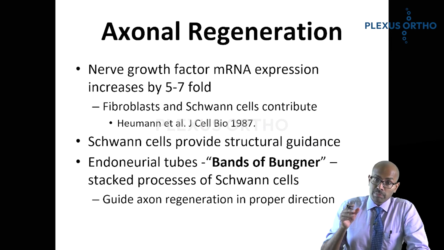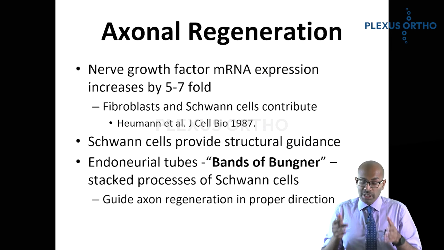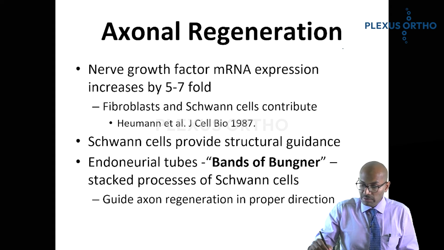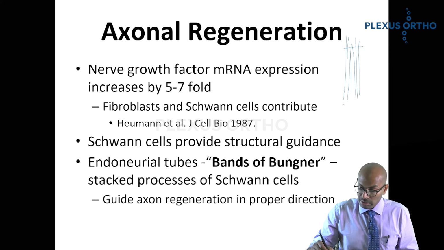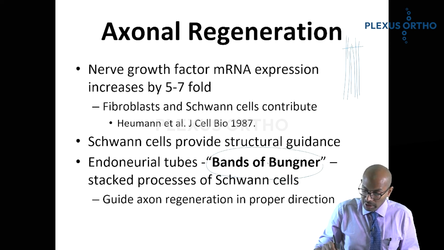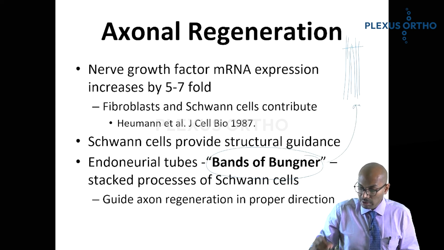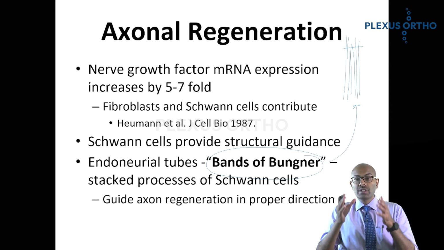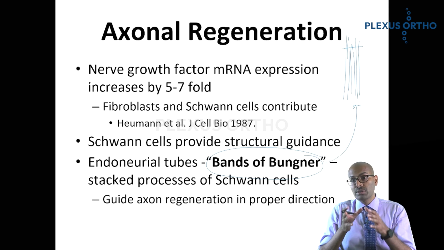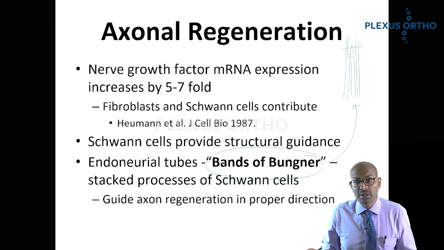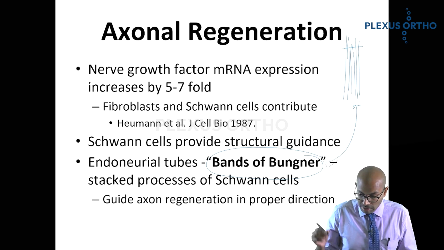So multiple Schwann cells form multiple layers. Let's say if this is a site of injury, the Schwann cells try and make tubes of myelin through which the nerve starts to grow, and this is called bands of Bungner. This is named after a person called Bungner. So therefore, the Schwann cells direct the axons and make a tube for the nerves to grow through. So this is called bands of Bungner.